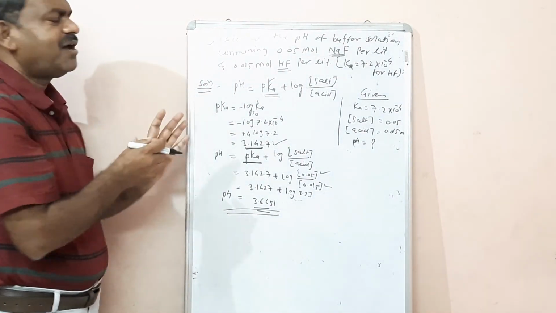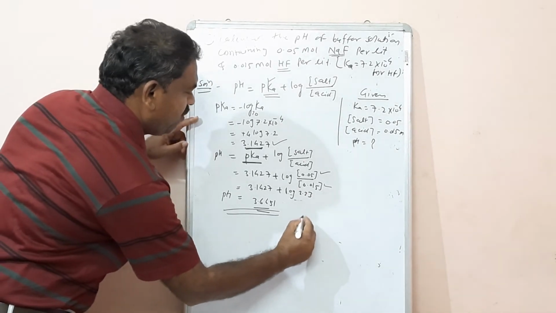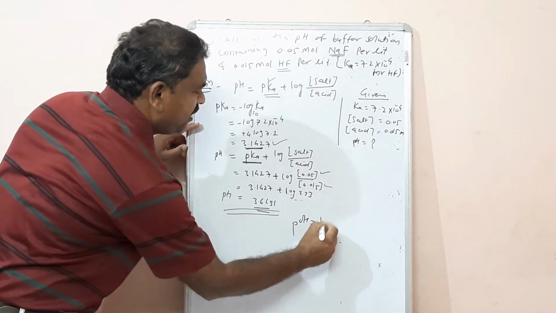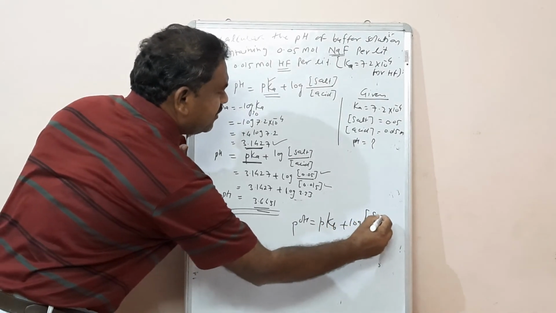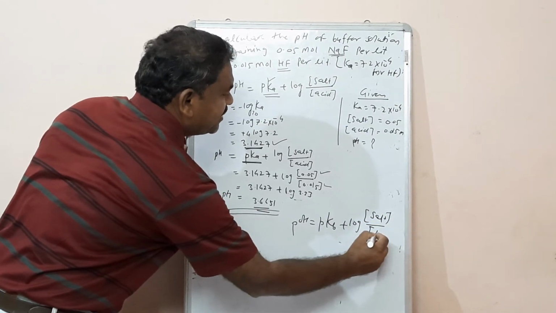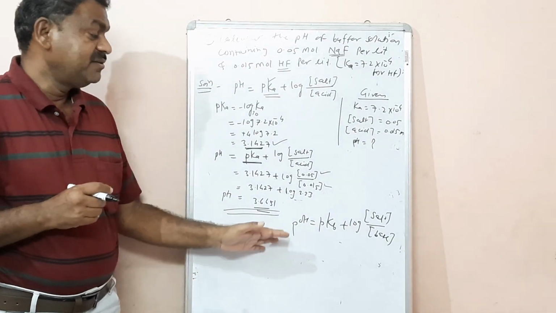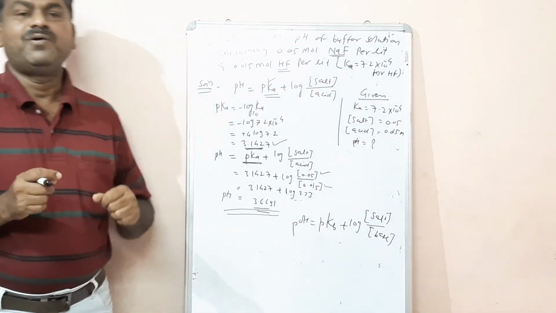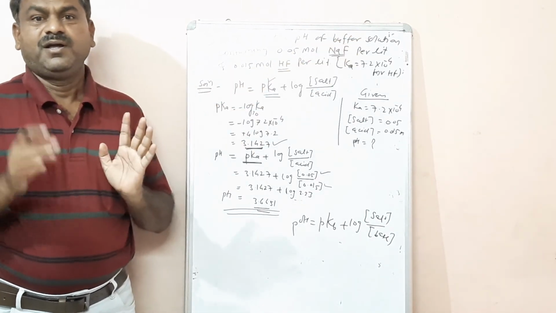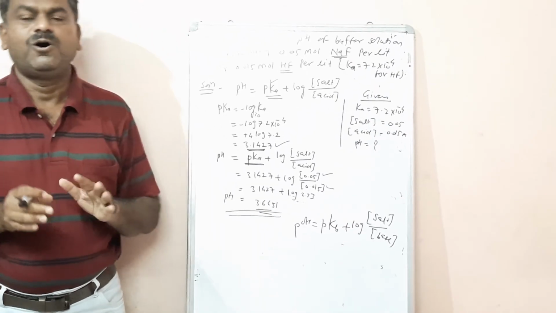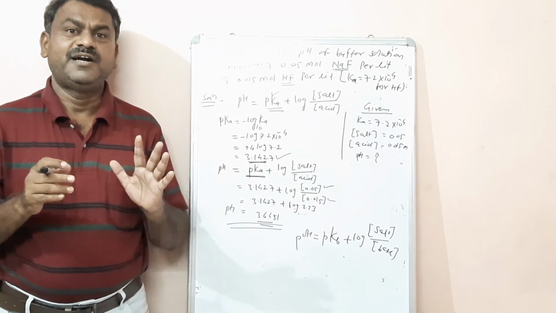Now, the same procedure applies for which formula? pOH equal to pKb plus log of the salt divided by the base. The same formula you have to use, and you have to calculate the pOH. Now this is about the last numerical on buffer solution. Now this is the end of the chapter. This is a very, very important chapter to understand.